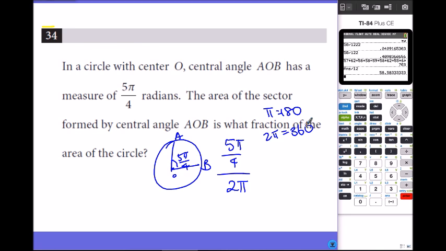So 5 pi divided by 4 divided by 2. So it's 5 pi over 4 divided by 2, which is times 1 over 2 pi. So the pi's are gone. I have 5 over 4 times 2, which is 8. 5/8 is your answer.